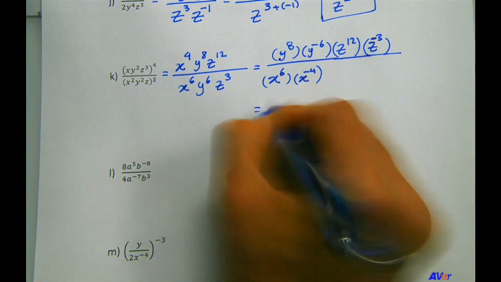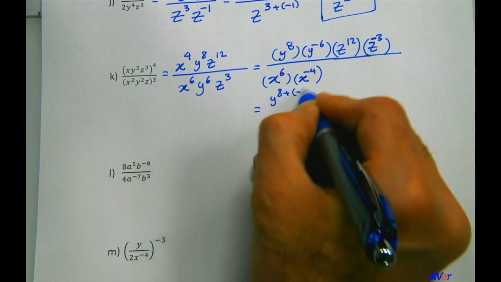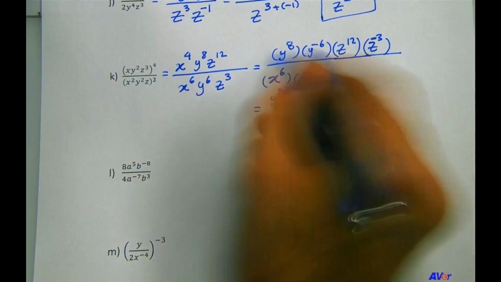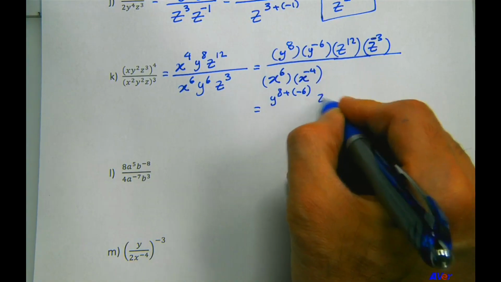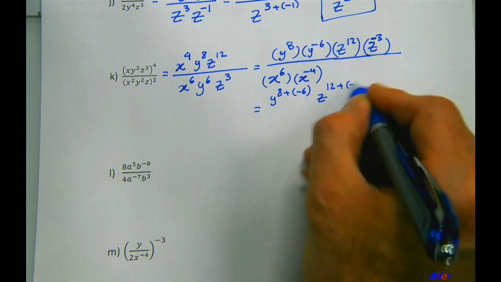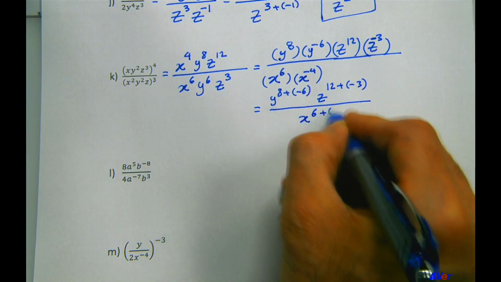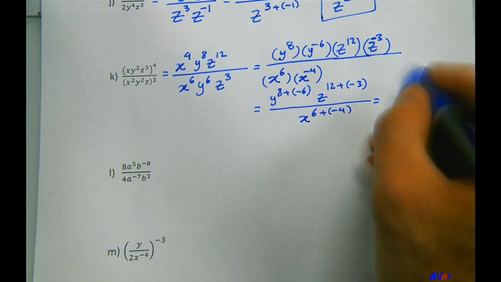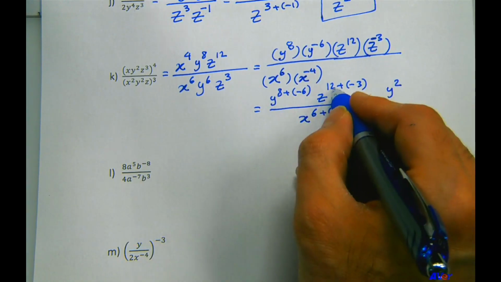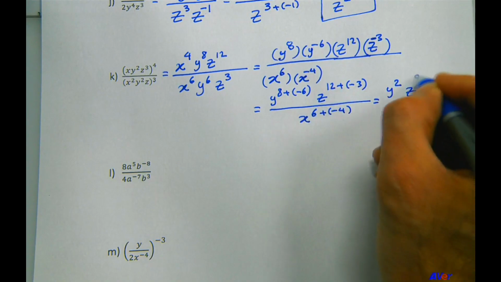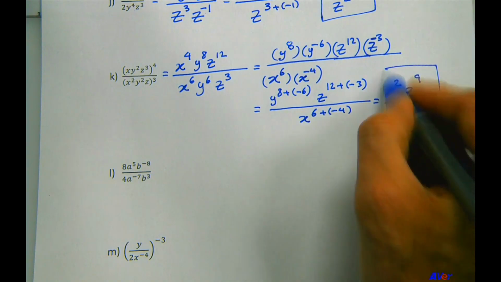Okay, so let's simplify. Y to the 8th plus negative 6, combining the powers, right? They get added because the bases are the same. Then z to the 12 plus minus 3, divided by x to the 6 power plus minus 4, right? One last step. Y, 8 minus 6 is 2. Z to the 12 minus 3 is 9. Divided by x, 6 minus 4 is 2. So here is our final answer.